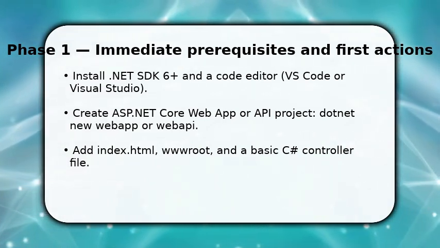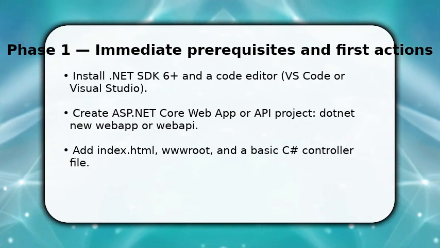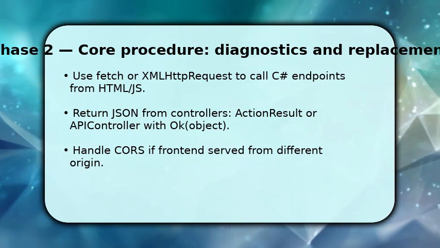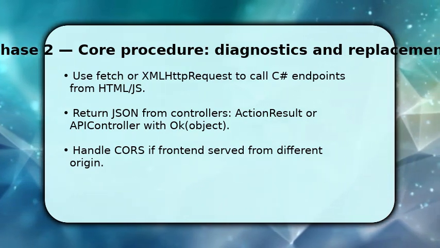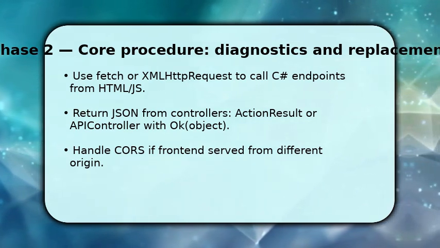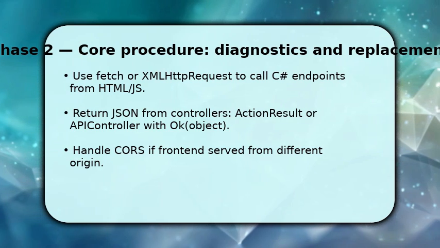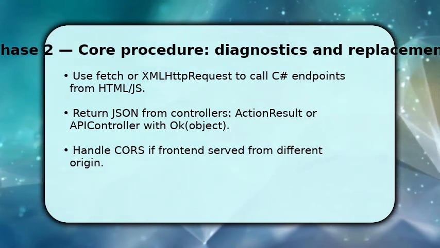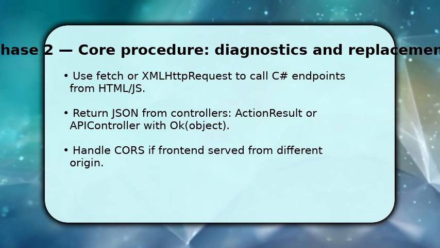You now connect HTML to C# by calling endpoints from client-side JavaScript. Use fetch /api/values with method GET or POST and include headers, Content-Type: application/json. On the C# side, create an API controller method returning IActionResult or Task<IActionResult> and return Ok(model).